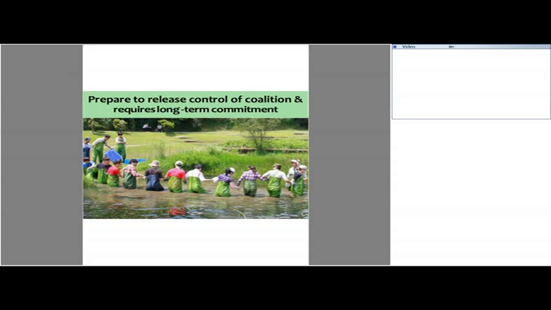So I leave you with the thought that community coalition, we know, is a long-term commitment. These organizations are working on complex problems. They're not going to be solved overnight, and it's going to require the commitment of people over a long stretch of time to make change happen.